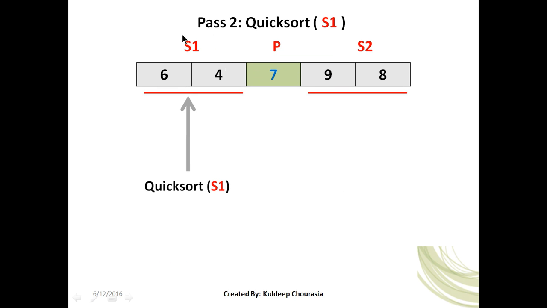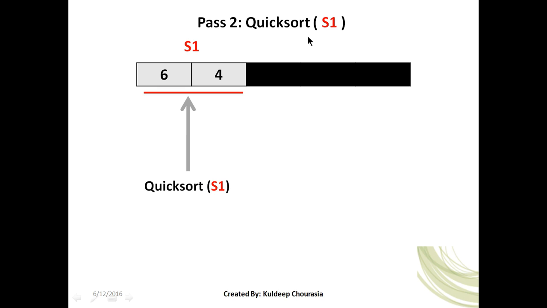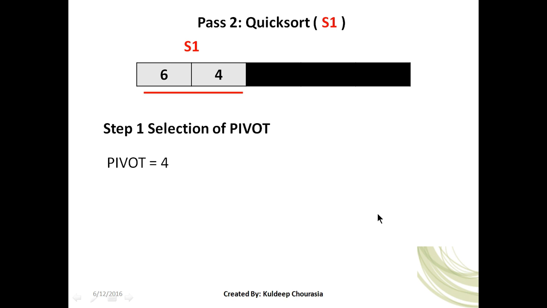So I begin pass 2 of Quicksort, and in this pass I will be sorting S1. When I Quicksort S1, I forget about all the other elements in the array. I will not cross my boundaries when I sort S1. Step 1, selection of pivot. I have selected pivot as 4.